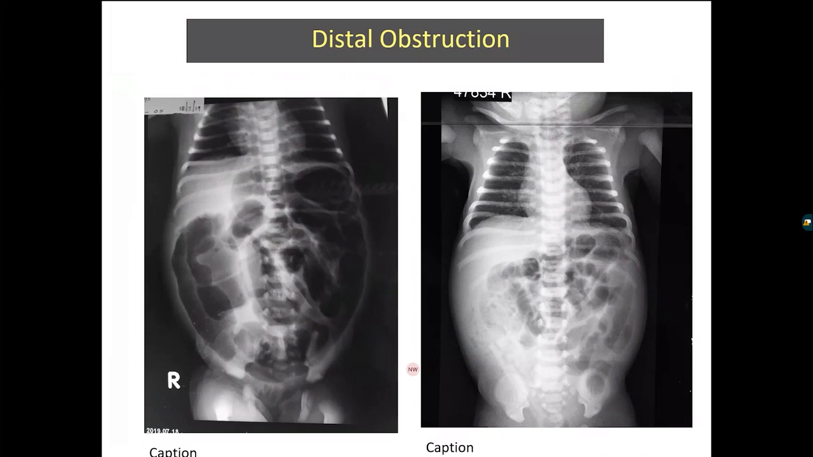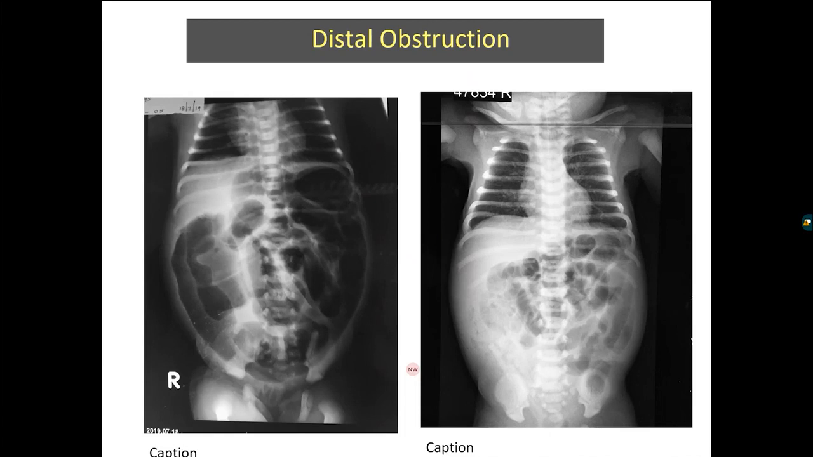Now, these two X-rays are classic examples of distal bowel obstruction in newborns. Compared to the previous X-rays, you can see there is a long length of bowel which is dilated on both these X-rays. That means whatever the obstruction is, it is quite distal. So these two X-rays are examples of distal bowel obstructions in newborns.